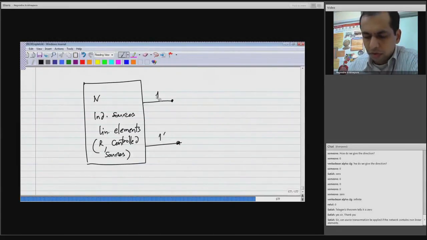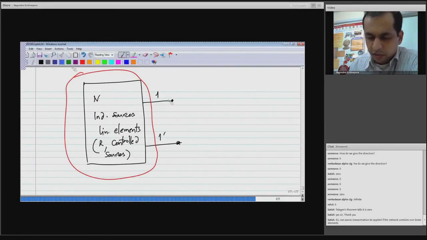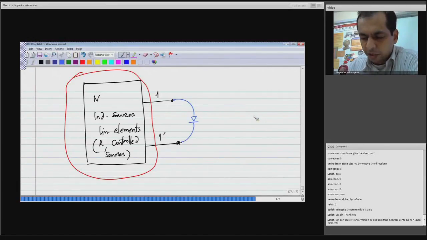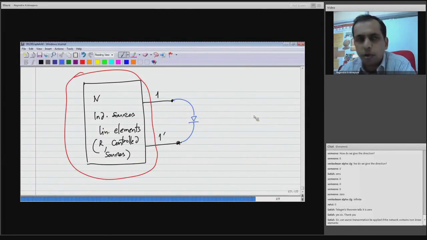Now the part that you are transforming has to be linear. Now, if you have nonlinear elements elsewhere in the circuit, something like this, then that's okay. This is not what you are transforming. So, whatever I have shown inside the red box, that is linear, and that can be represented by this Thevenin or Norton equivalent circuit. And the source transformation means that you go from voltage to current source representation, which means that that is also applicable only to linear circuits. Okay.